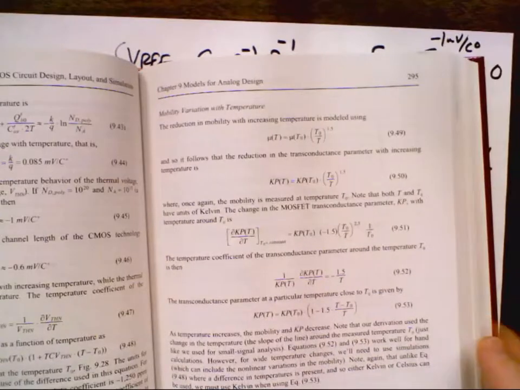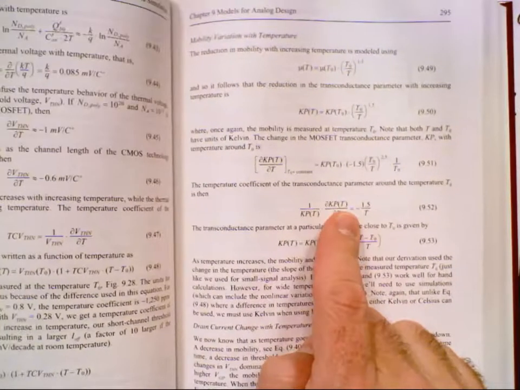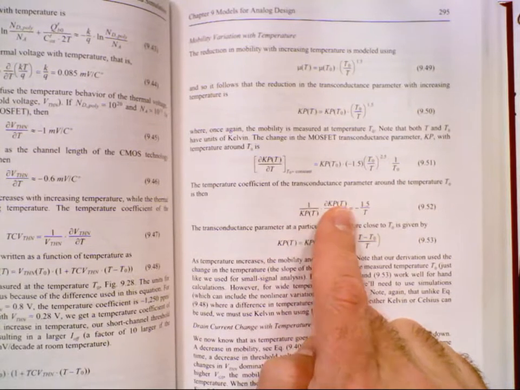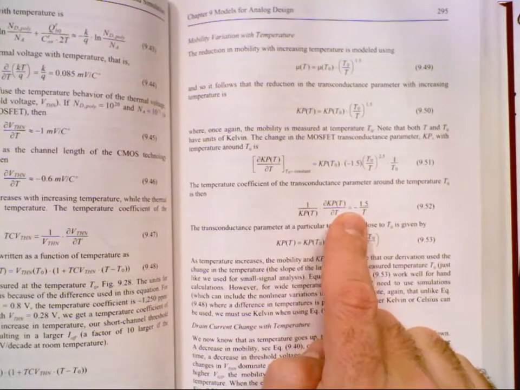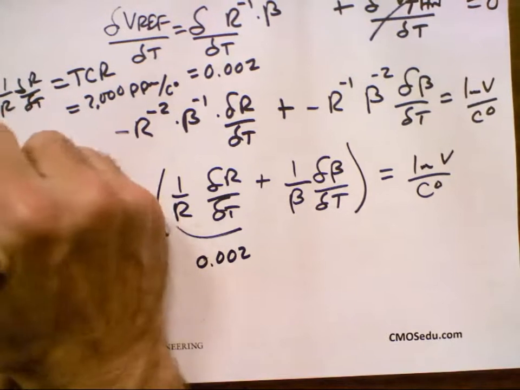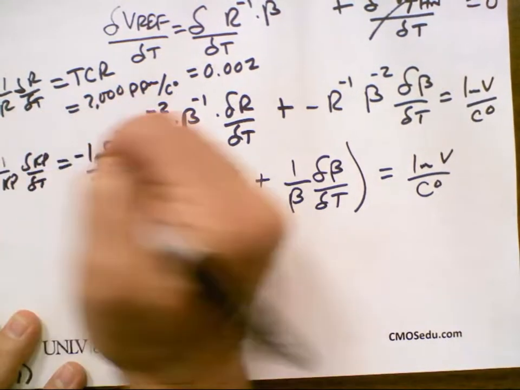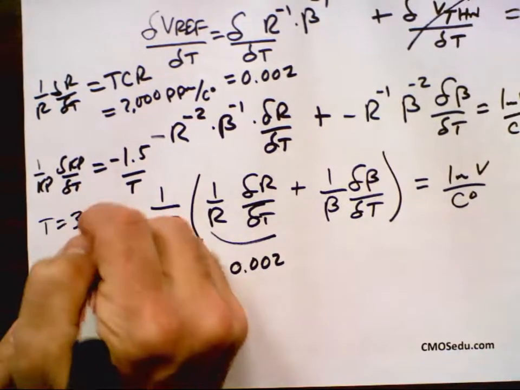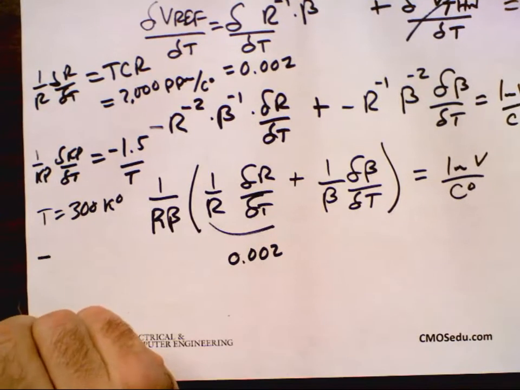Then I look at chapter 9, and I opened right to the right page. I don't have 1 over beta del beta del T, but isn't that going to be the same as 1 over Kp del Kp del T? Because the Kp times W over L, the W over L's cancel. So I'm going to replace 1 over beta del beta with minus 1.5 over T. T is in Kelvin.